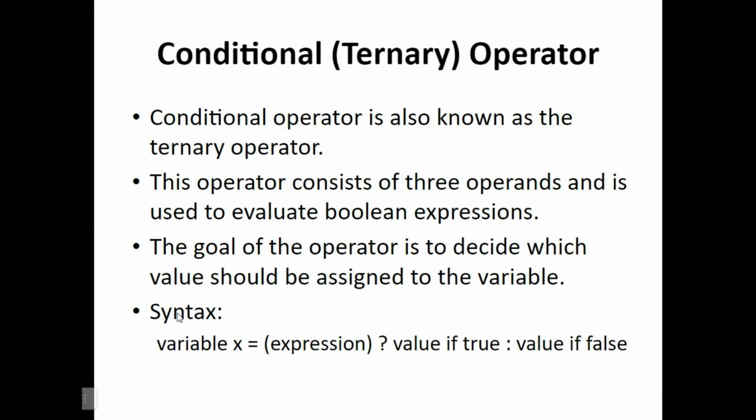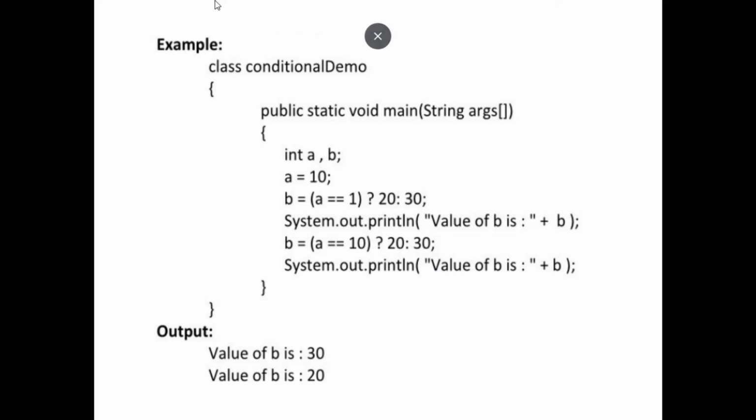The syntax of the ternary operator is variable x is equal to expression, question mark, value if true, colon, value if false. If the expression is true, then it takes the value for true. If the expression is false, then it takes the value for false. Here is one example: class ConditionalDemo, that is our class name. In that, public static void main, we are taking two variables, a and b, in integer data type. A is equal to 10.